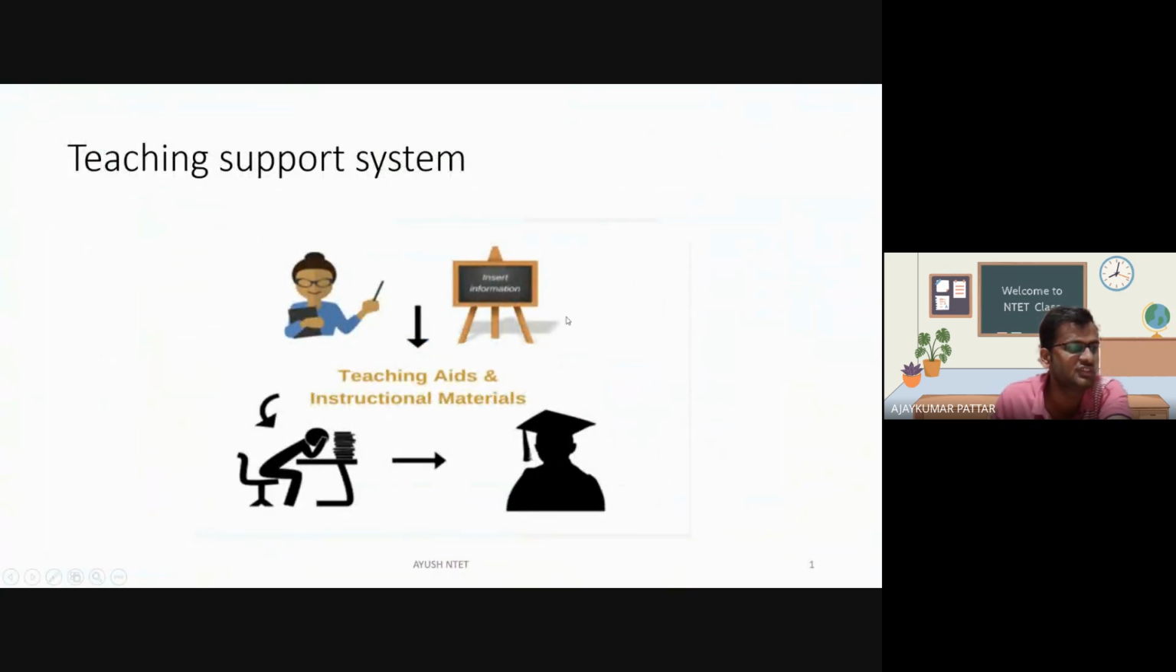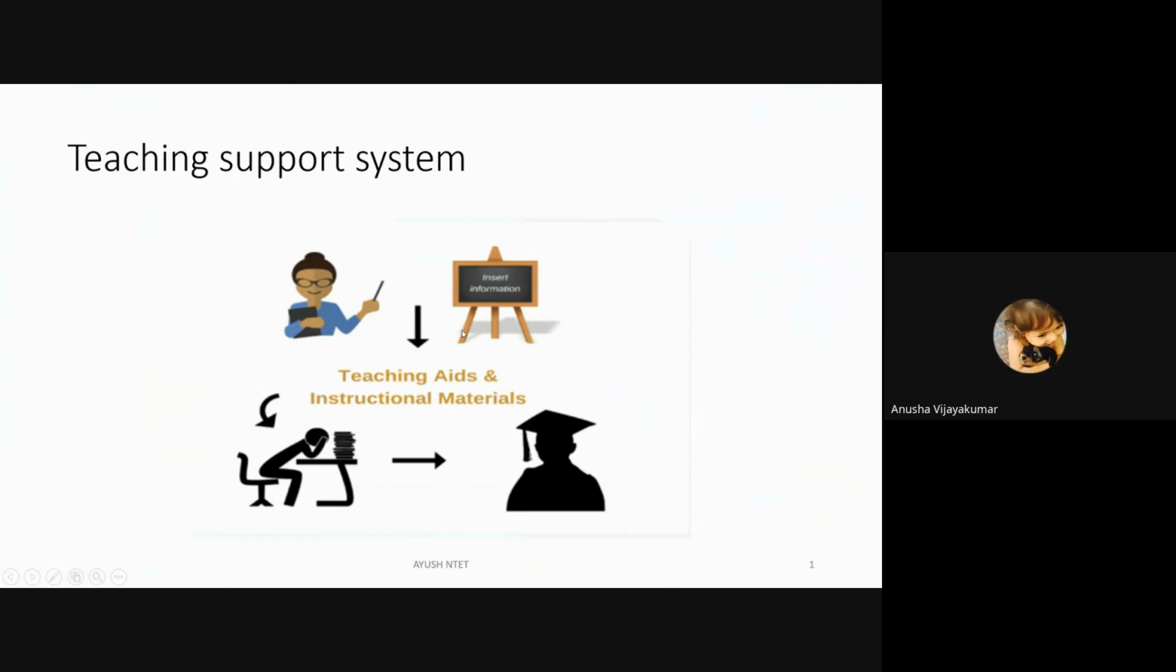Is my screen visible? Rohit sir, hello. Dr. Anusha, is my voice audible? Yes, sir, the screen is visible. Yes, sir. Now I will start.